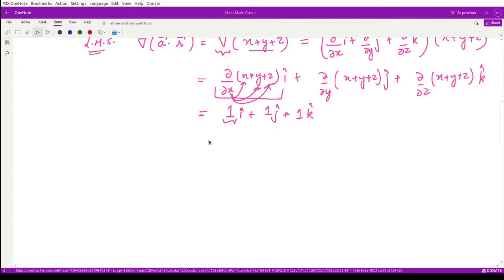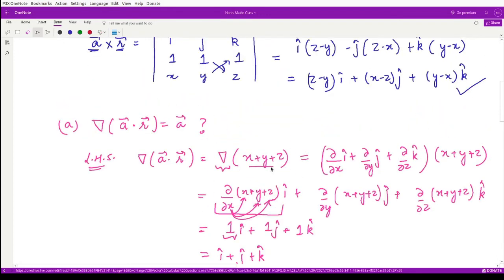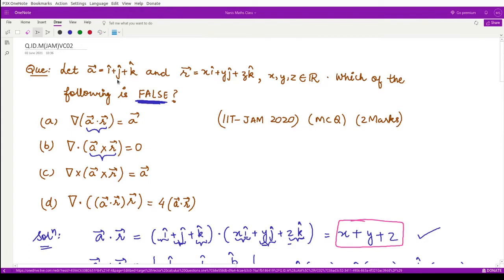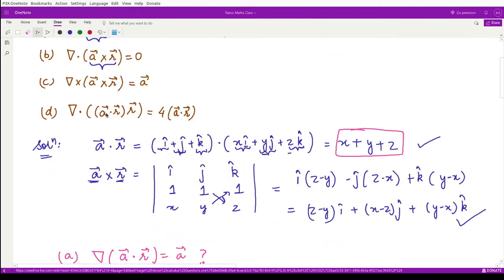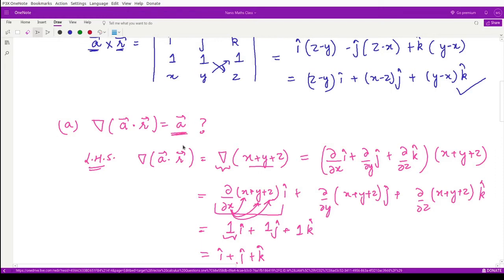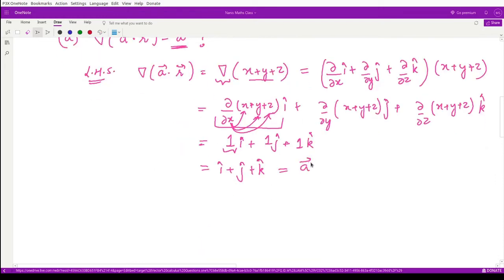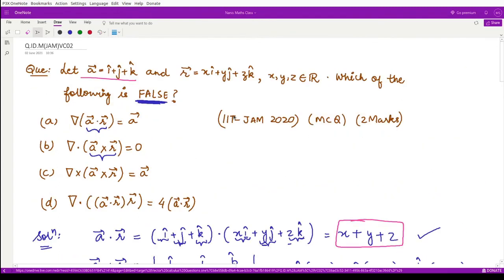So now this is your i cap plus j cap plus k cap, and if you notice, what is this vector? In the question it is given to be the vector A. So this thing is equal to vector A, which is your right hand side. So this option is correct, so this is not our false option. In the question they are asking you what is the false option. So let's go and check option number B.